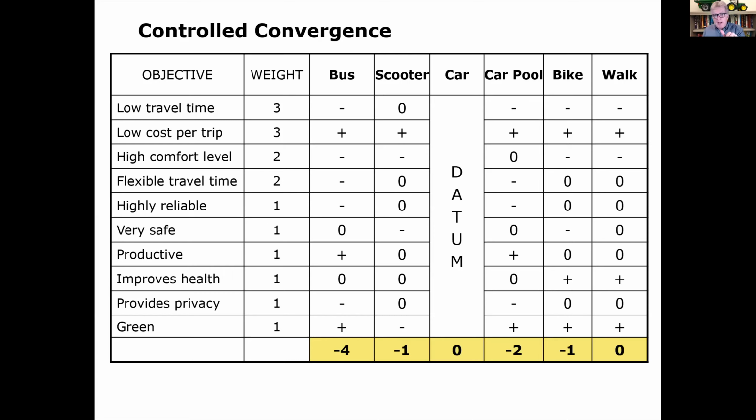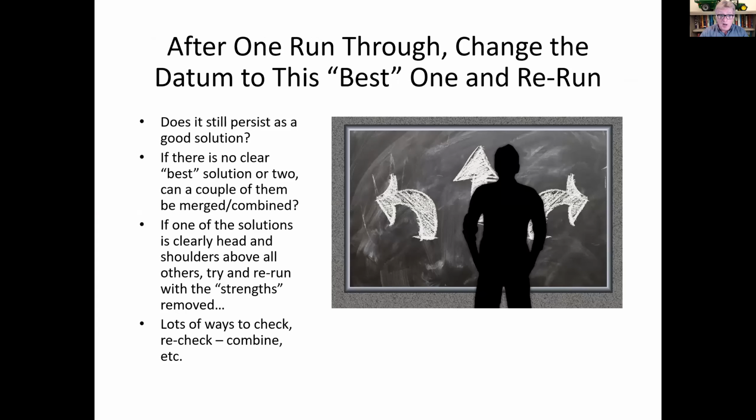So what you might want to try to do is to say, okay, in this particular case, car was number 1. Let's change our datum to walking, and let's rerun this comparison and see how things shake out. Instead of using car as the datum, using walking as a datum. And what you try to do then is, after one run, again, you change the datum from the best one and you rerun it, and you try to find out, does that ideal solution still persist? Is it still the best one?